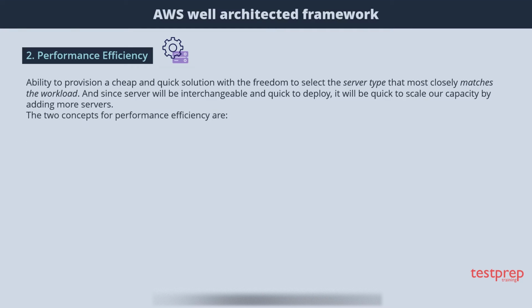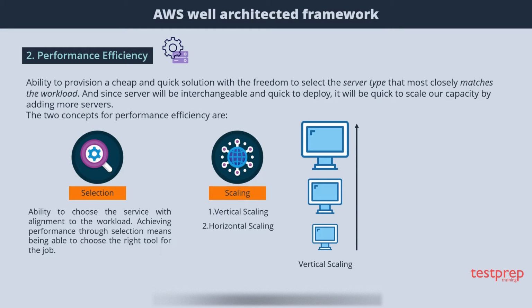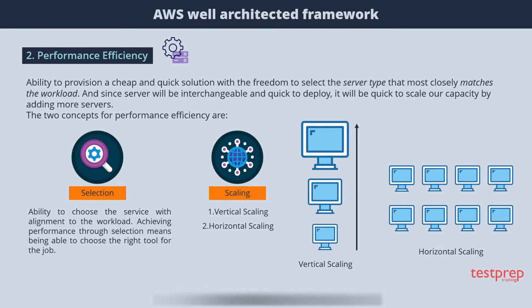The 2 concepts for performance efficiency are selection and scaling. Selection means the ability to choose the service in alignment with your workload. AWS has over 175 services in 24 categories. Achieving performance through selection means being able to choose the right tool for the job. While choosing the right service is key to getting started, choosing how it scales is important to continued performance. AWS has 2 primary means of scaling: vertical scaling and horizontal scaling. Vertical scaling involves upgrading your underlying compute to a bigger instance type. Horizontal scaling involves increasing the number of underlying instances.